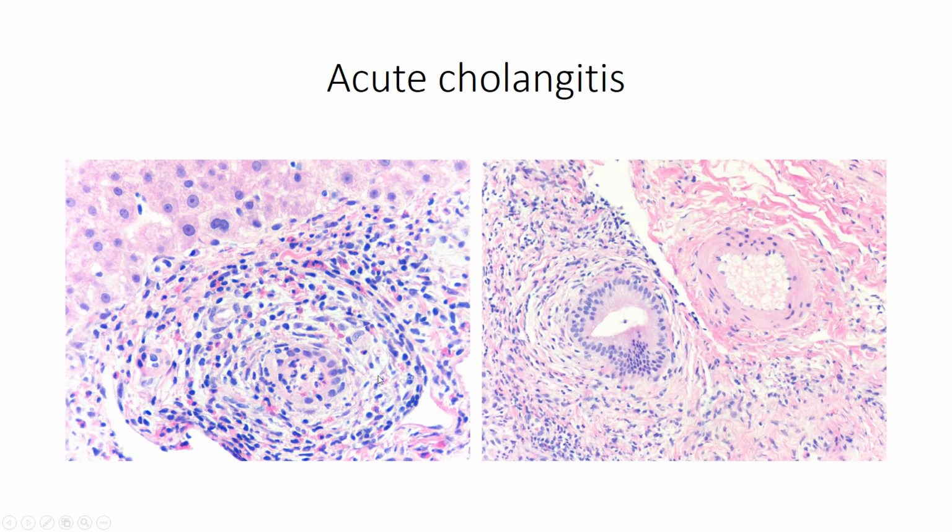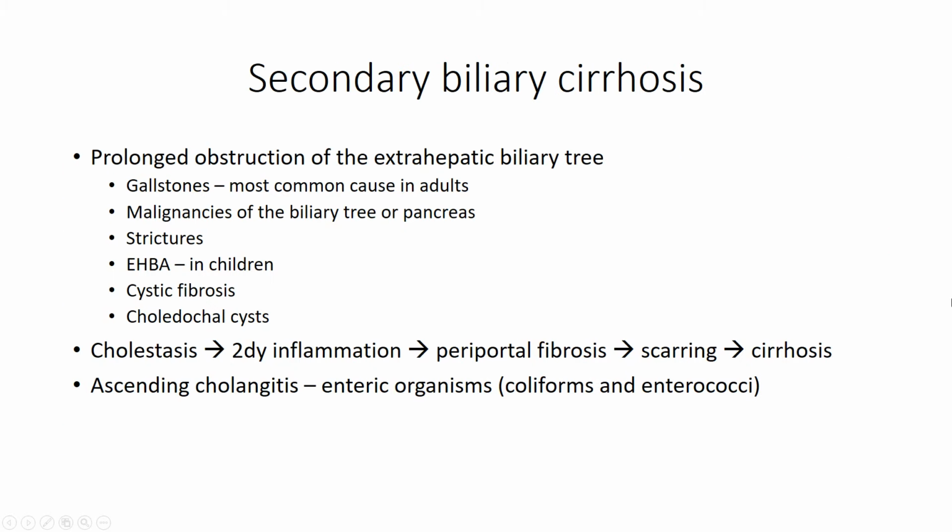Another example of an acute cholangitis, this time you're able to see neutrophils inside the lumen of these bile ducts with periductal onion skin fibrosis.